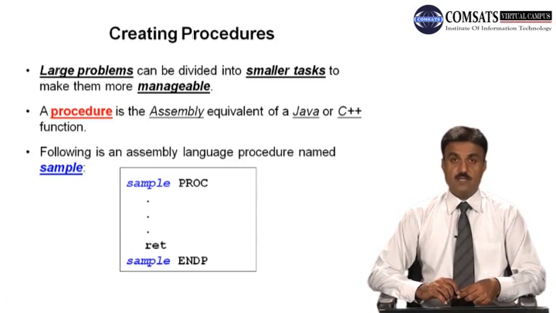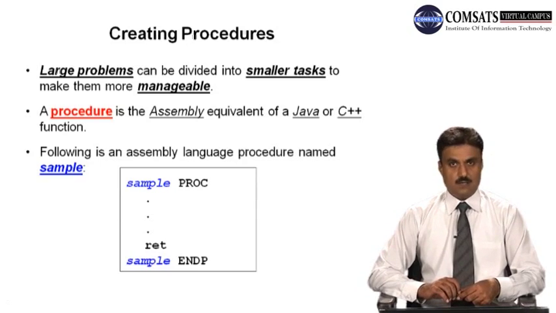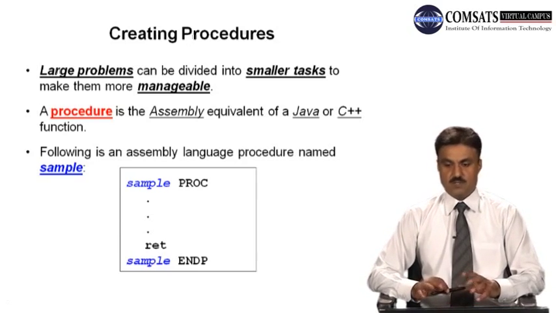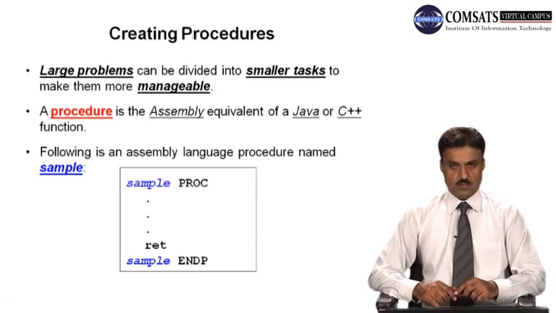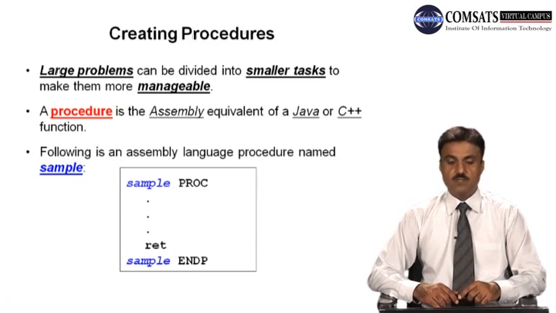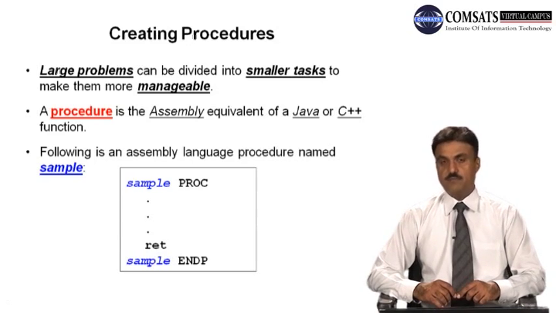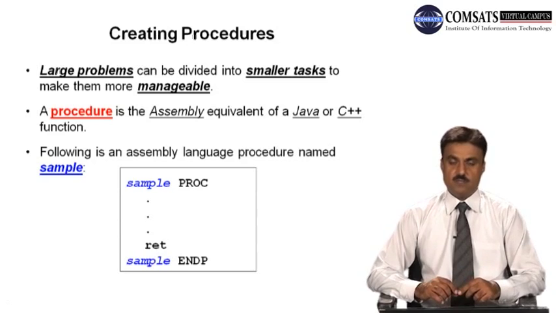The procedure in assembly language is almost similar to other languages like Java, C, and whatsoever high-level languages you can recall. For example, in C or C++ or Java, we define procedures or functions. We define functions and we use them in our main program. Similarly, we will define procedures in assembly language and we will use them in our main program, and so on.